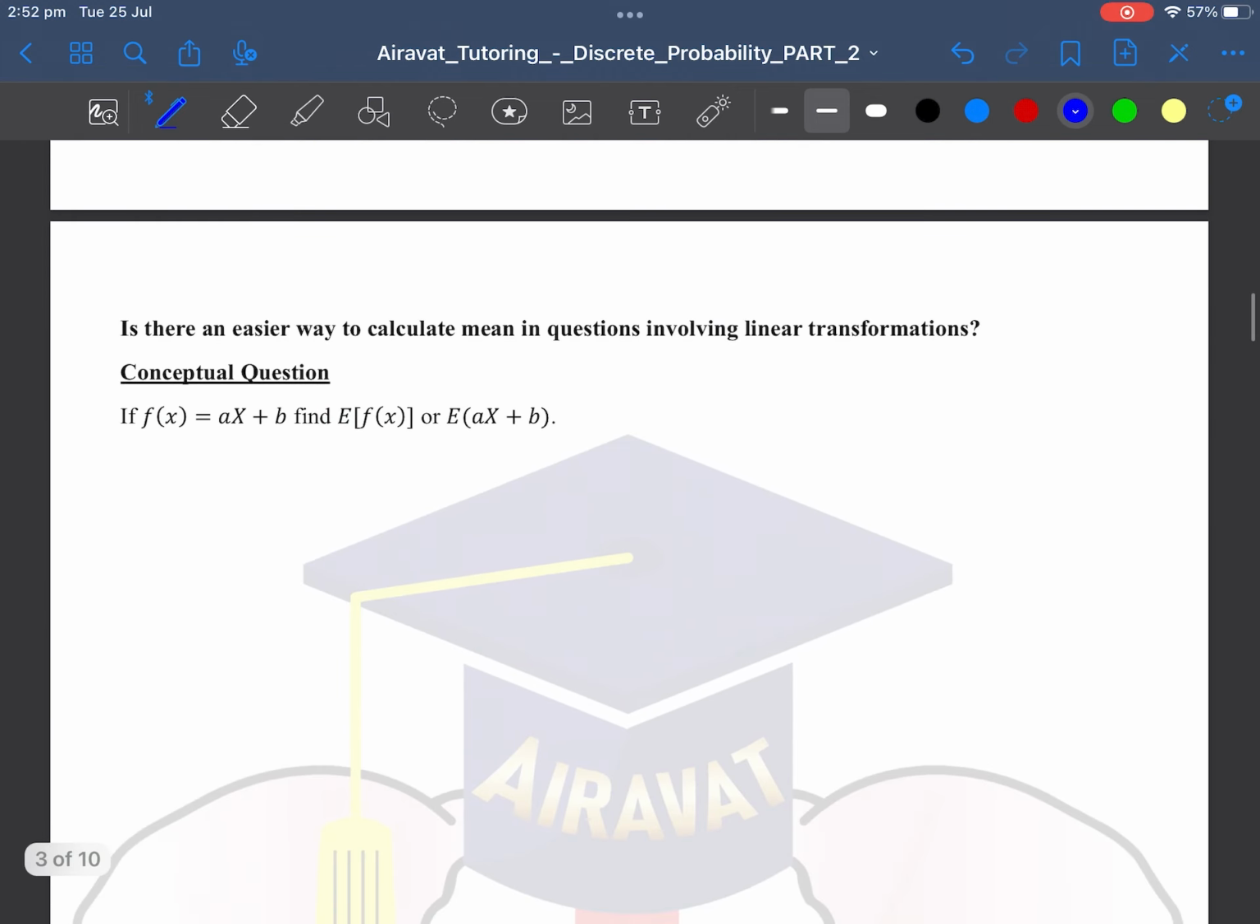Now here's a conceptual question. Is there an easier way to calculate mean in questions involving linear transformation?